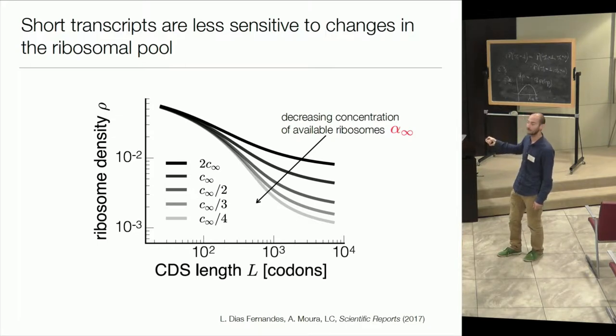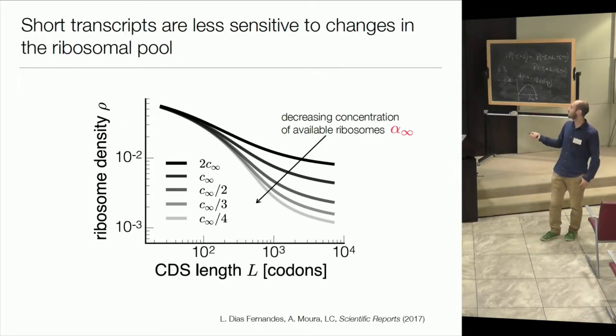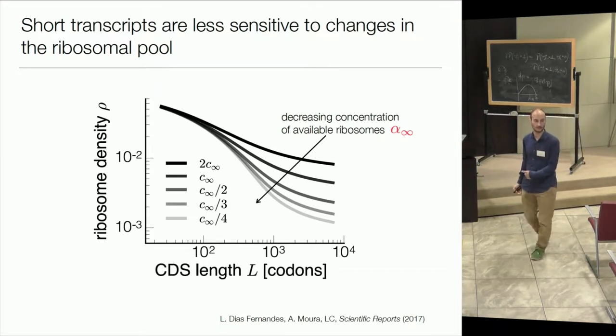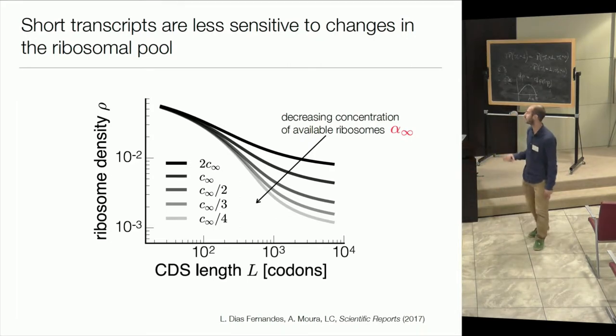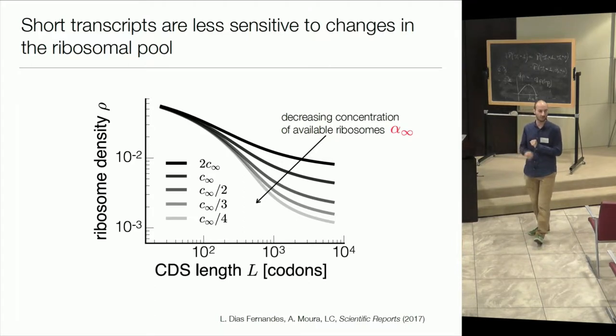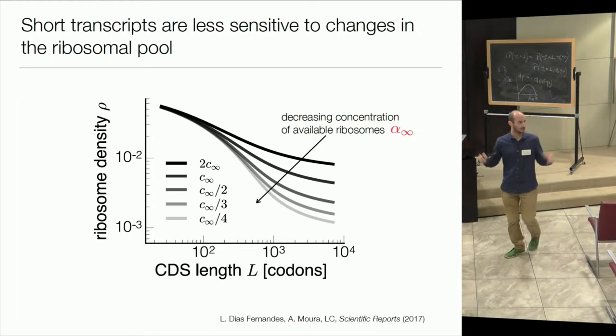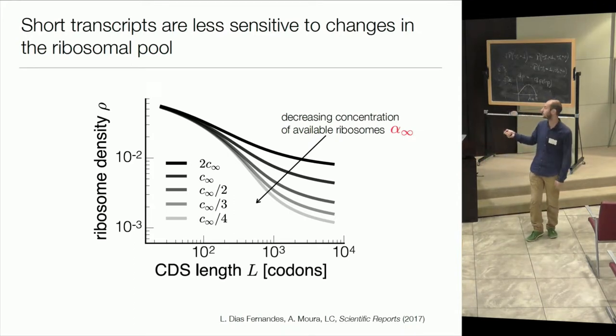Then you have twice the amount of ribosomes, and also a decreased amount of ribosomes. You can immediately see that longer messenger RNAs are strongly affected by the amount of ribosomes, and short messenger RNAs are not very affected by that. You can explain it rather easily. The short messenger RNAs prefer recycling initiation compared to de novo initiation from the ribosomal pool, so the recycling term is much stronger for short messenger RNAs compared to the long ones.